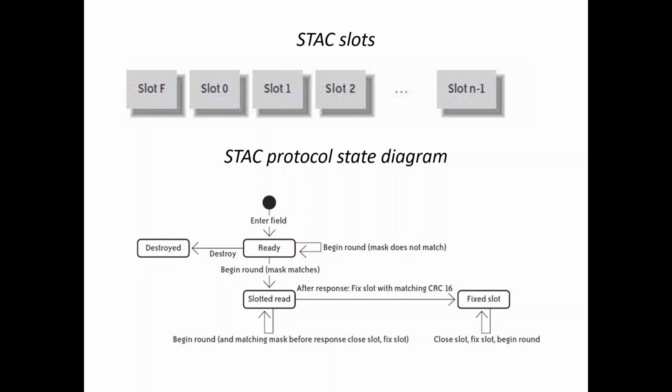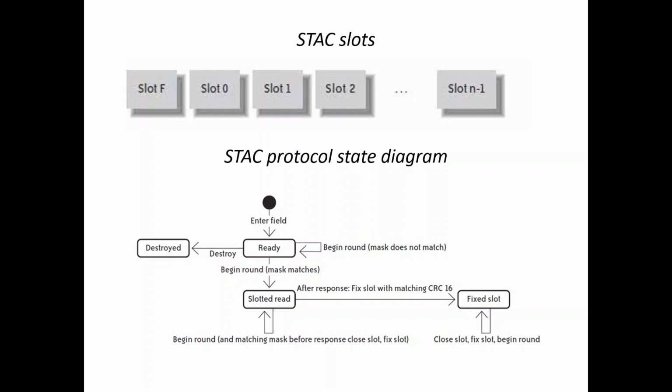Second is mask matches, which means the tag participates in slot selection. Then comes the begin round, that means the mask matches. If the mask matches, the tag chooses a fixed slot, that is deterministic, not random. After the responses, if the tag slot matches and the CRC check passes, it enters the slotted read, which means the success state. Otherwise, it goes back to the fixed slot for the next round.